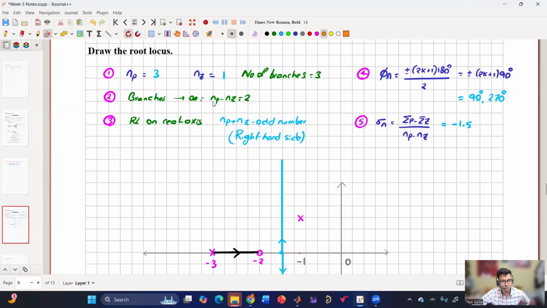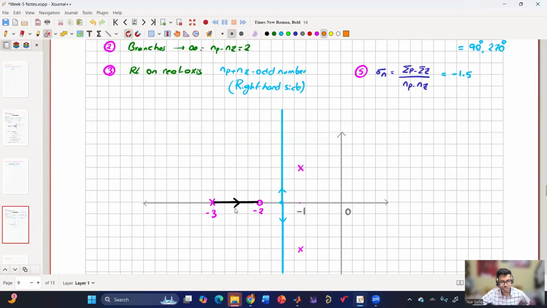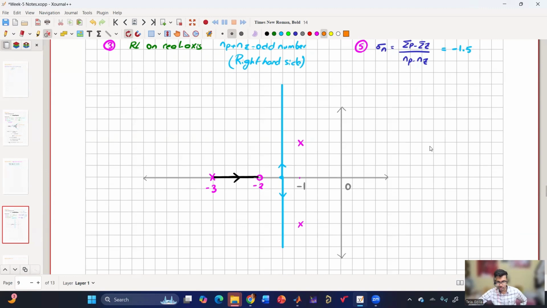And we said that two of these branches will go to infinite, right? So this branch is not going to infinite. This branch will go to infinite. This branch will go to infinite. So there is no breakaway.